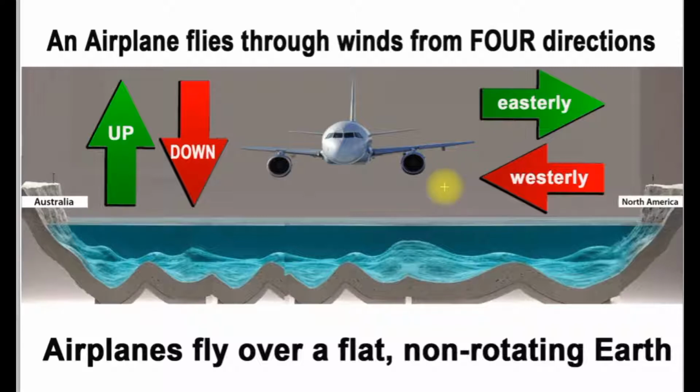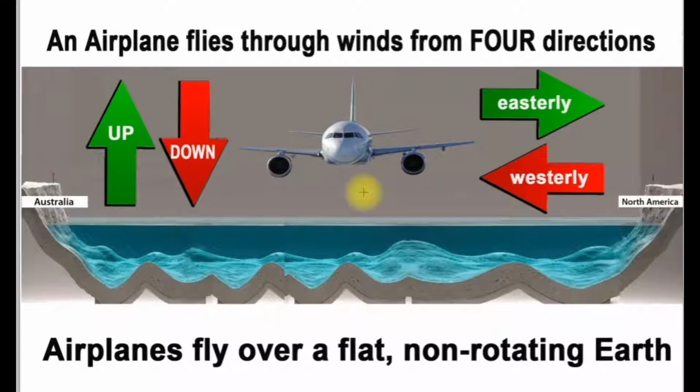I'm going to be talking about how the airplane has to fly through winds coming from four different directions. We have easterly and westerly winds, as well as winds that go up and down. A lot of globe believers keep sending me links of videos demonstrating that autopilot is adjusting the plane due to the curvature of the earth, and we will see here today that this is not the case.